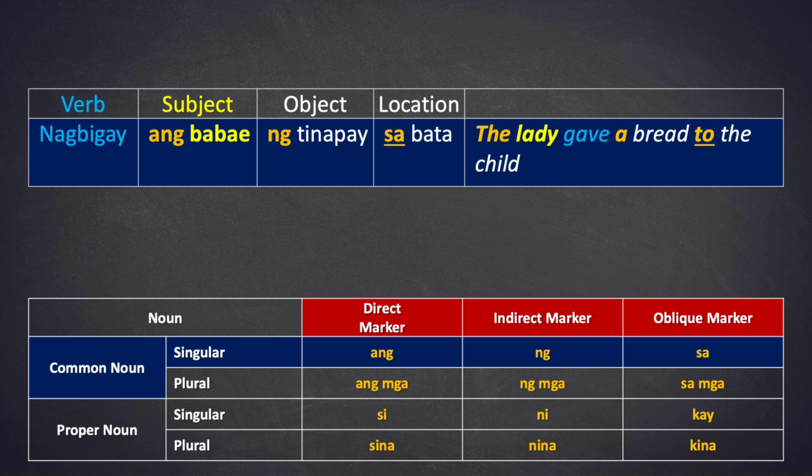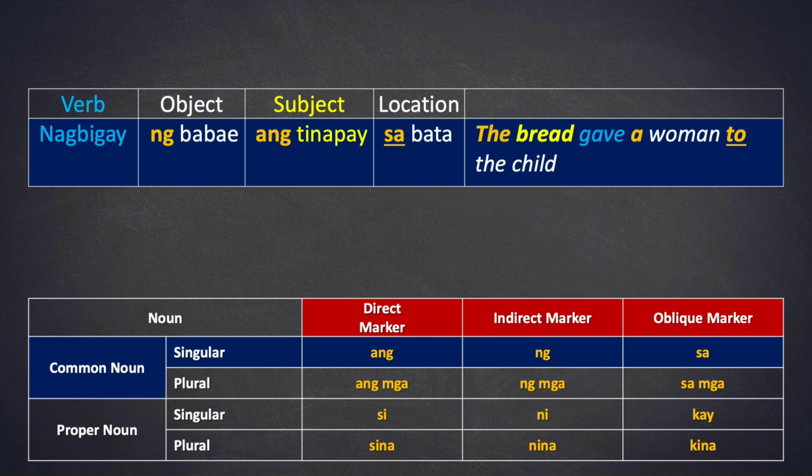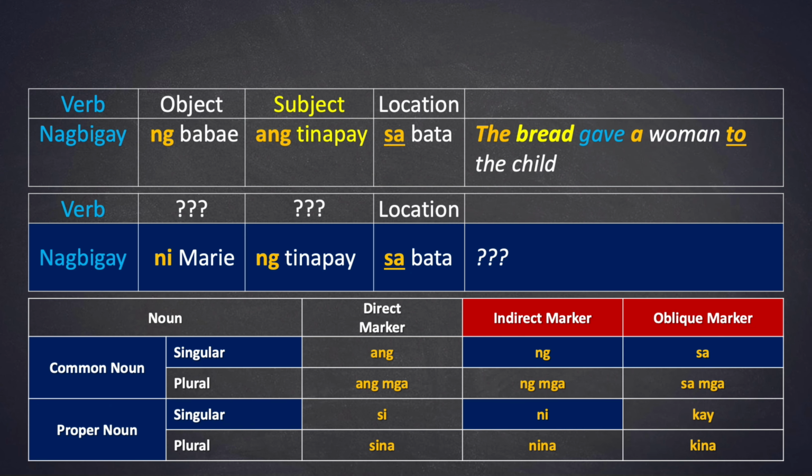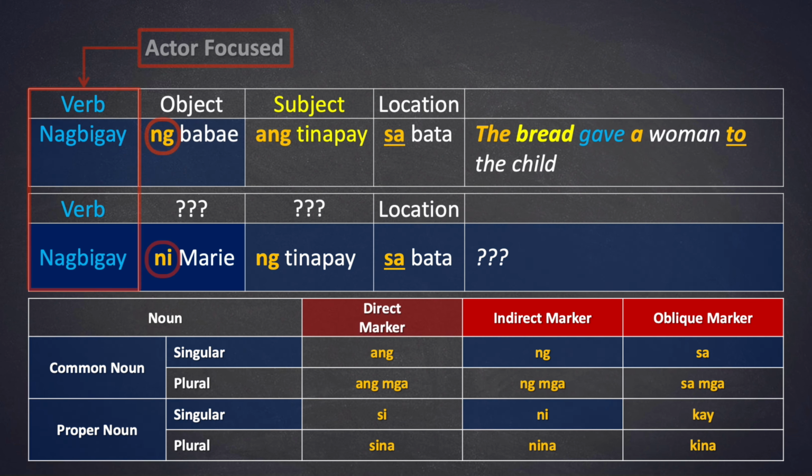Or use ang with the object. Nagbigay ng babae ang tinapay sa bata. The bread gave a lady to the child, which also doesn't make sense. How about the indirect marker ni? Nagbigay ni Marie ng tinapay sa bata, which also doesn't make any sense. This proves that ng and ni won't work with actor-focused verbs.